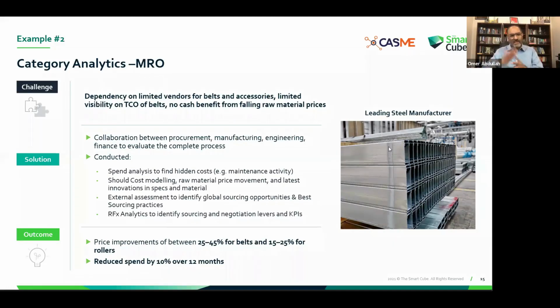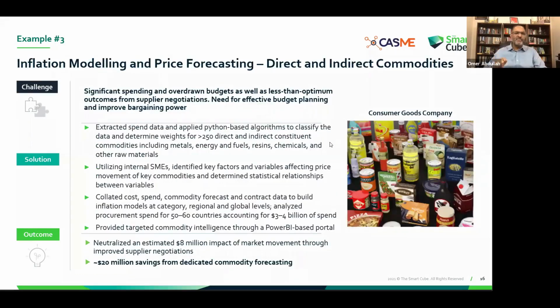Last but not least, the third example that I'll walk us through is around inflation modeling and price forecasting. And this can be applied to direct and indirect commodities, right? So we tend to think of forecasting as the domain of the direct, but frankly, there's a lot of application on the indirect side as well. So in this situation, a CPG company, consumer goods, had a lot of spending, overdrawn budgets, a lot of price alerts, less than optimum outcomes from supplier negotiations. They need to be able to effectively plan their budgets and improve their bargaining power.